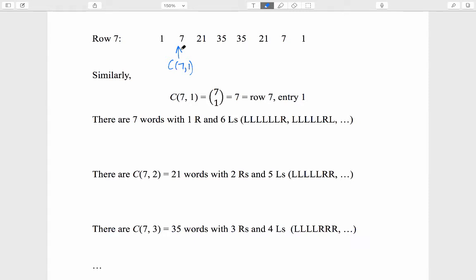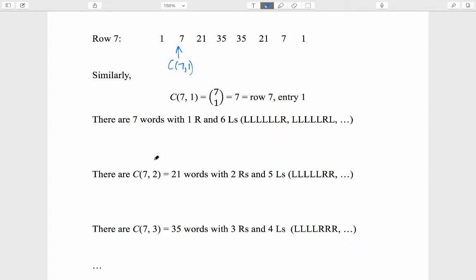So 7 choose 1 refers to this number in Pascal's triangle, which has a specific meaning. It means the number of words with 1 R and all the rest L's. There are 7 different words with 1 R and 6 L's. Now, why is this called 7 choose 1? Suppose that you had to take a trip and the directions you were given were that you had to travel 6 steps to the left and 1 step to the right in whatever order you wish. What matters is that there be 6 lefts and 1 right. It's up to you to choose the order. How many choices do you have? You have exactly 7 choices. That's another way of saying that there are 7 words with 6 L's and 1 R.